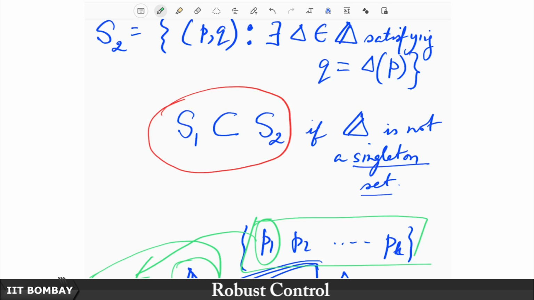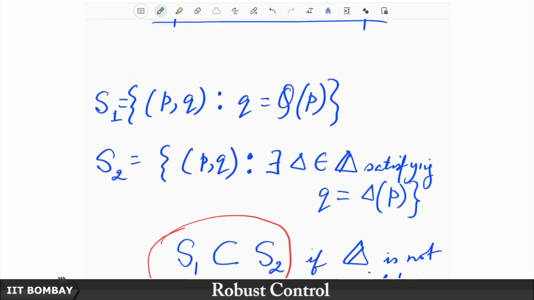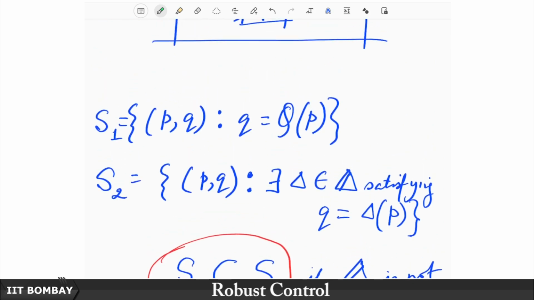So, the moment you agree that this set S1 is contained in the set S2, any property that holds for the set S2 must by default be true for the set S1, but the converse is not necessarily true. S1 might be a very special kind of subset of S2. So, some property that may be true for S1 need not be true for S2.